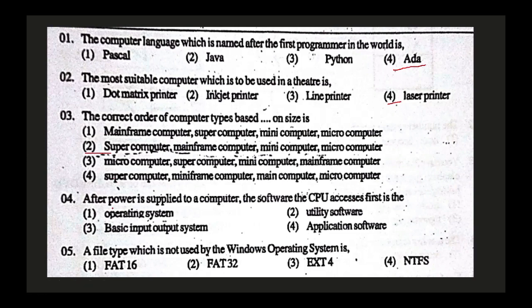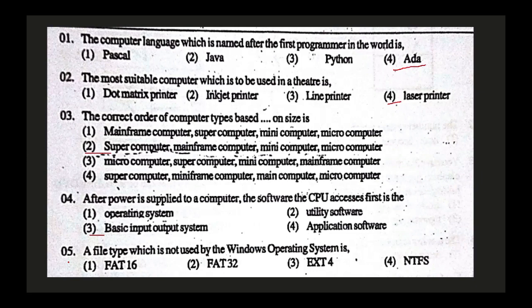Fourth one, after power is supplied to a computer, the software the CPU accesses first is the basic input output system, that is, BIOS. So for the fourth question, the third answer is the correct one.